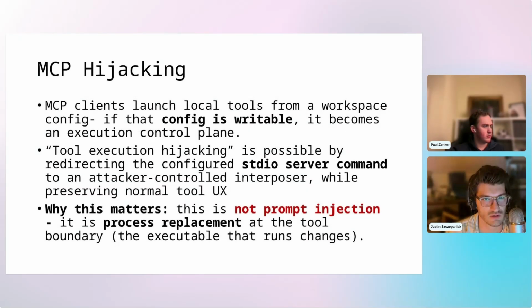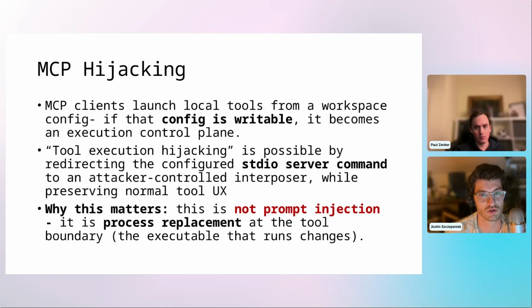So the basic idea is this. MCP clients launch local tools from a workspace configuration file. And that file basically says, when the model calls tool X, run this command. Now think about that from a security perspective. If that config file is writable, it becomes an execution control plane.